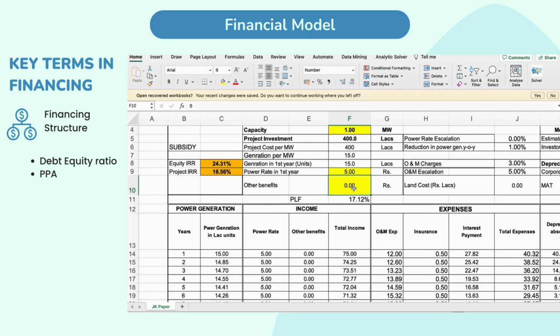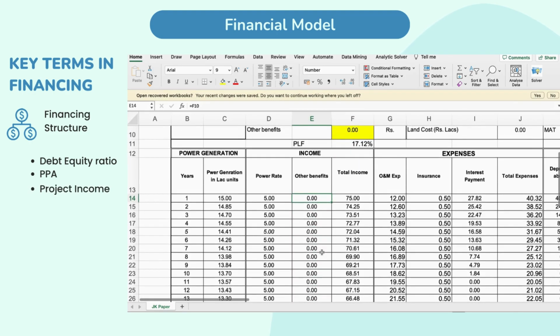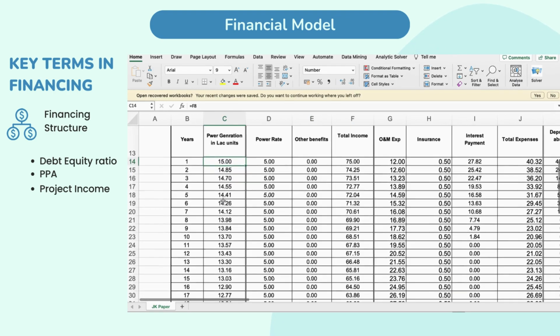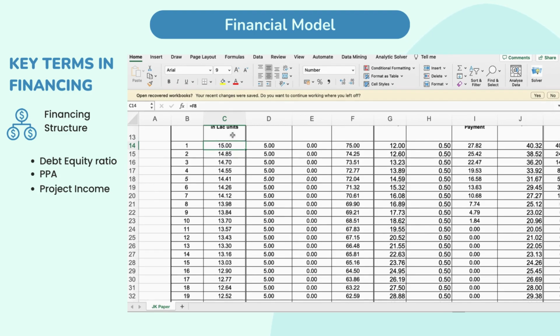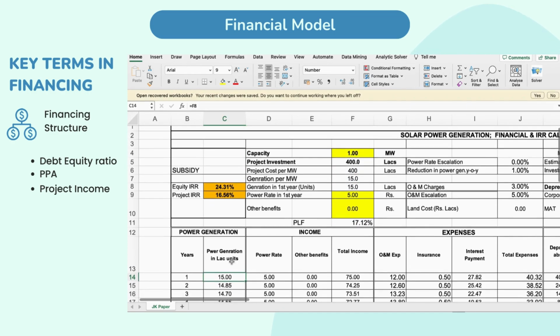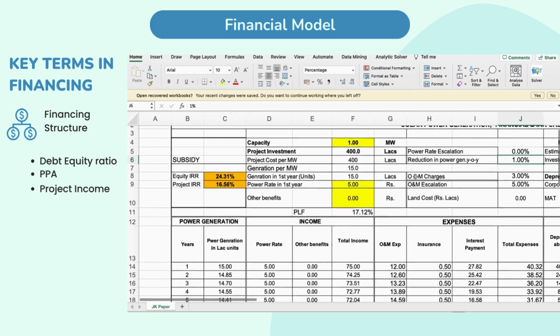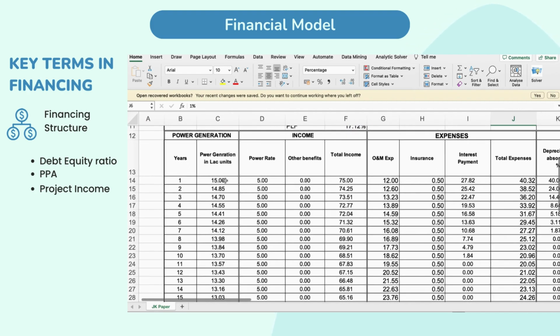So we have discussed a couple of parameters. The first thing is that we have to understand how much is the project income. We have considered that 15 lakh units are produced every year, and if you see over the years, these units are reducing, and this reduction is about 1% per year. We have given the reduction in power generation every year as 1%. Typically, the PV module has a degradation rate of about 0.7%, but for the sake of simplicity, we have kept it as 1%.